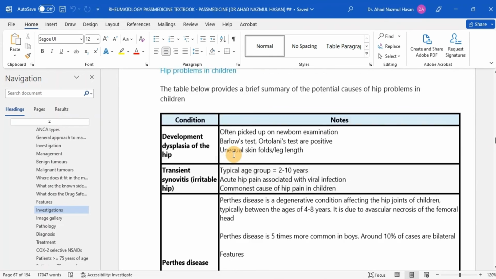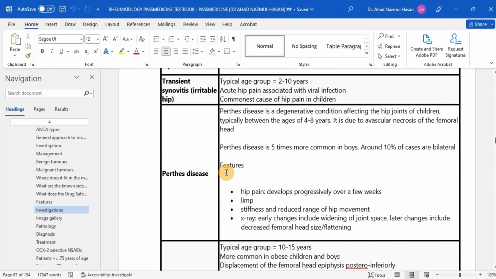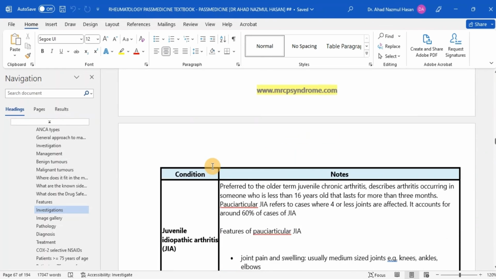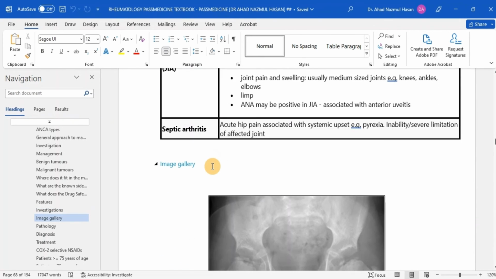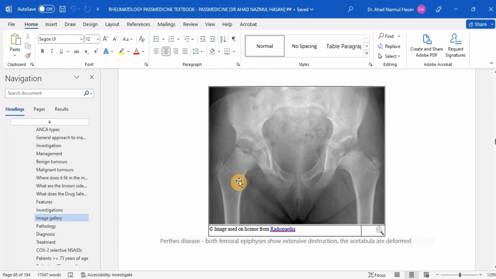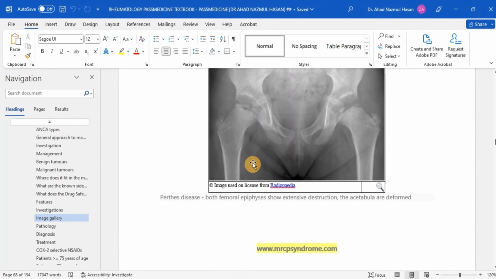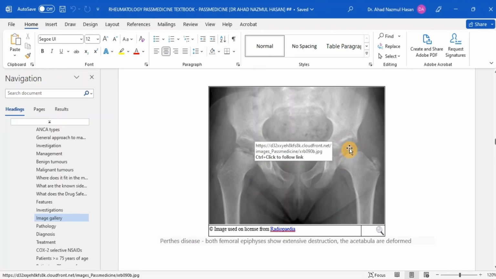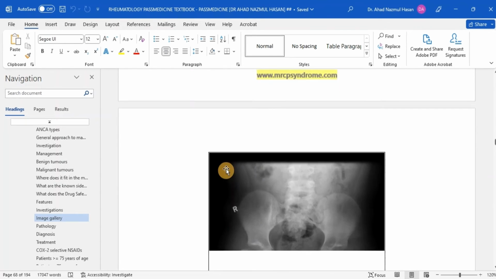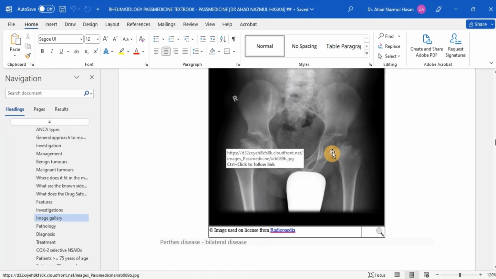Next one is the hip problems. You can just go through the Perthes disease, nothing else. So the Perthes disease, this is usually bilateral. There should be extensive destruction of the femoral head, as well as destruction of the acetabulum. And this predominantly occurs in the children. So extensive destruction of femoral head as well as the acetabular socket.